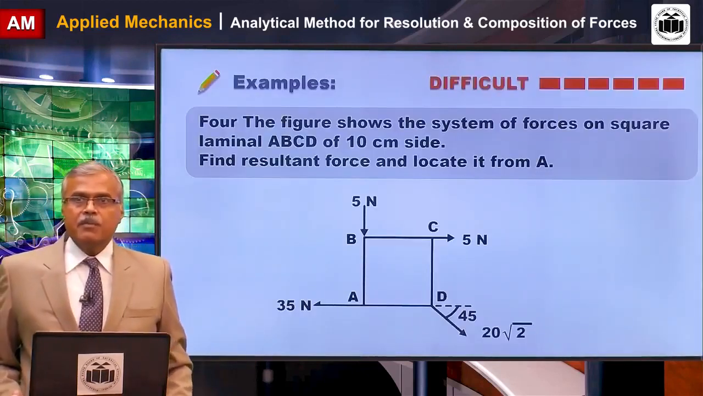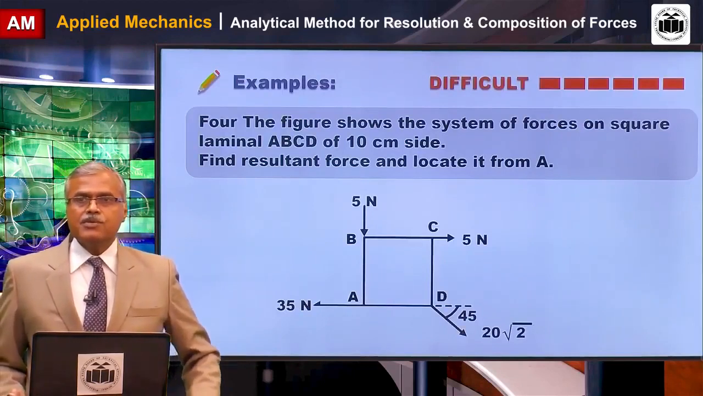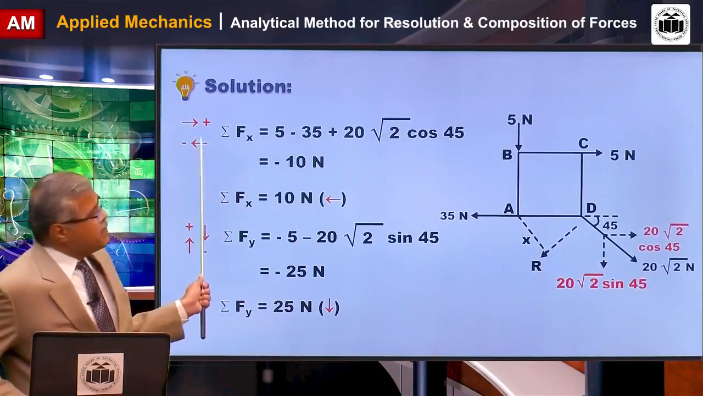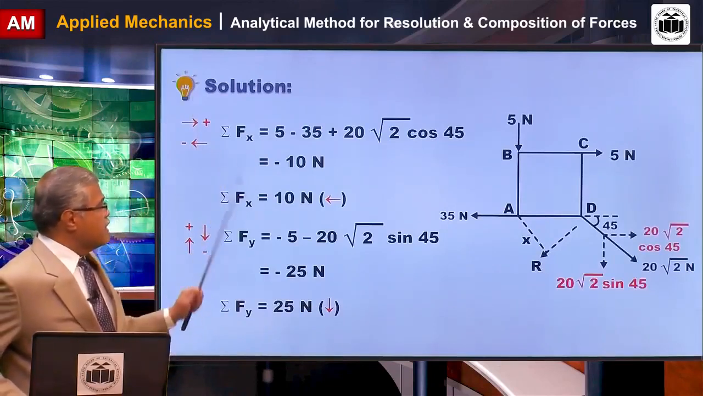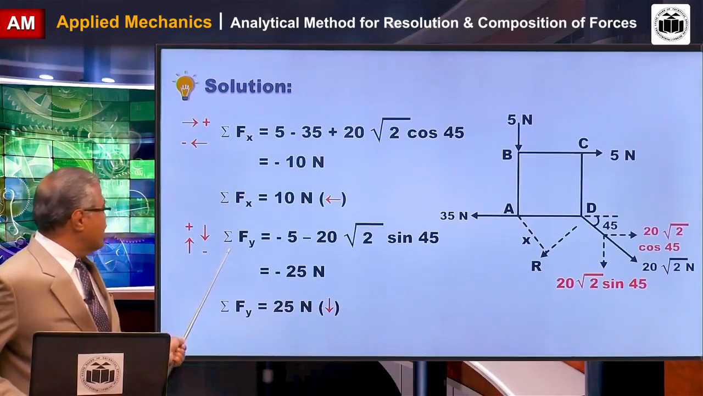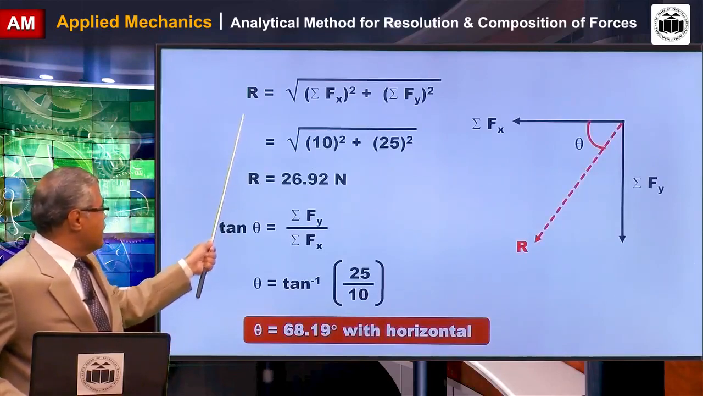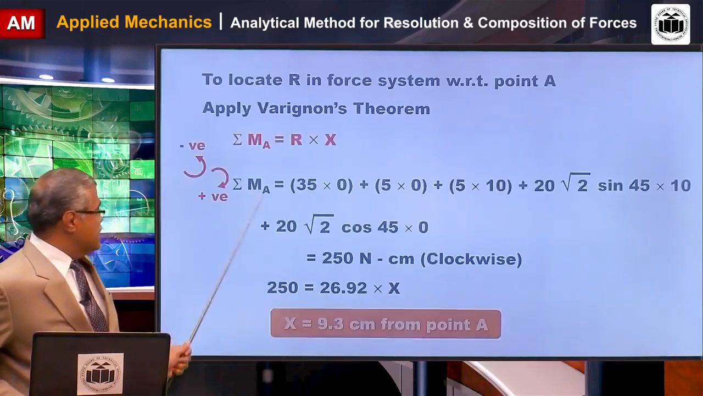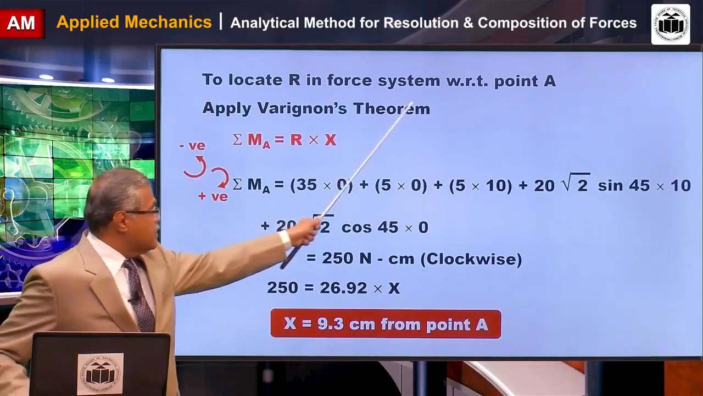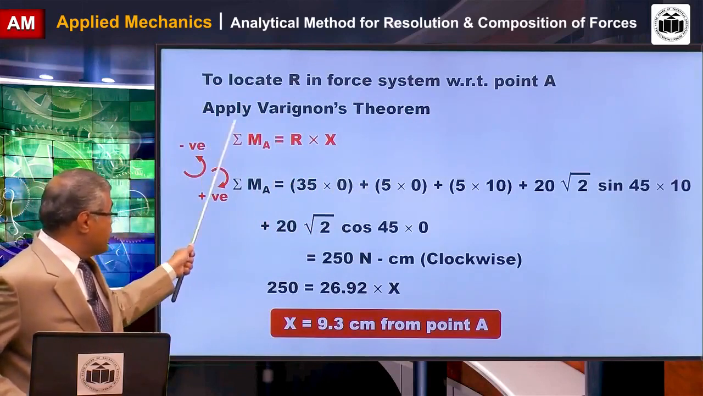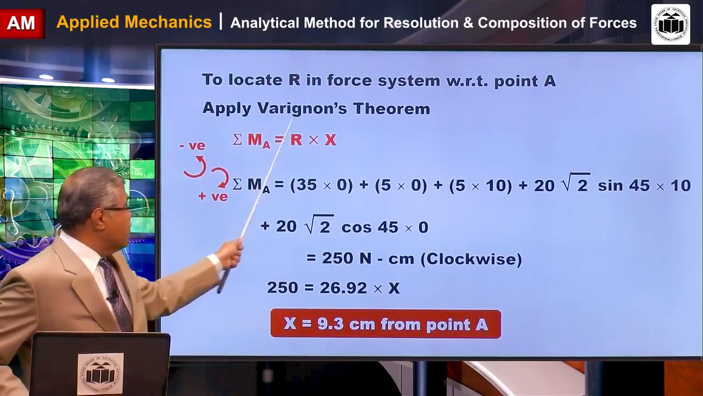This is example number 3, which is on a non-concurrent force system. The solution of this system is determined as per the process followed in the concurrent force system: determine summation Fx, then summation Fy, then resultant R and theta. All these steps are common with the concurrent force system. The only change is to locate R in the force system with respect to point A. This change is to be calculated by application of Varignon's theorem.